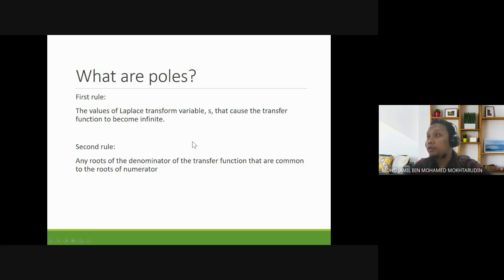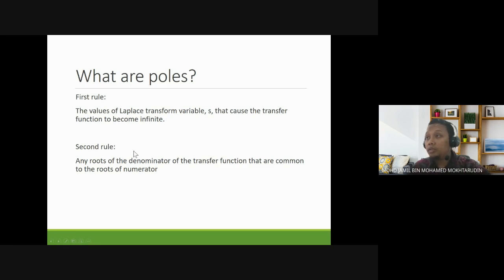So let's look at poles. To find poles, the first rule is that the poles are the values of the Laplace transform variable s, the value of s that causes the transfer function to become infinity. So the poles are the values of s that make the transfer function become infinity.